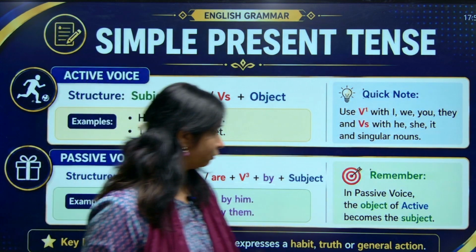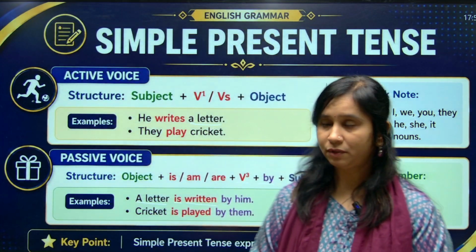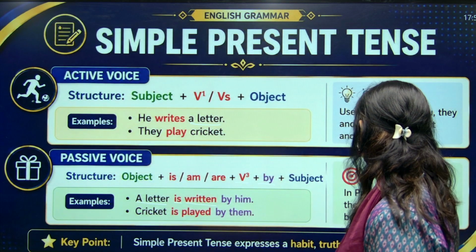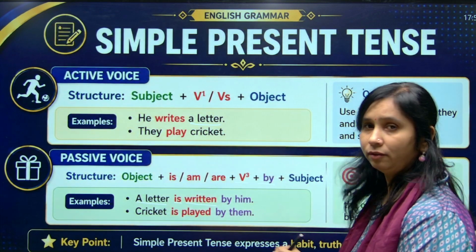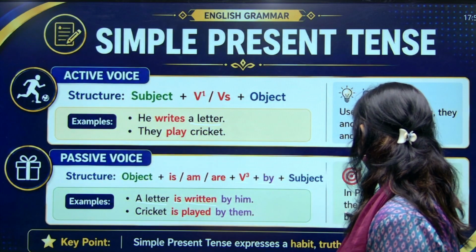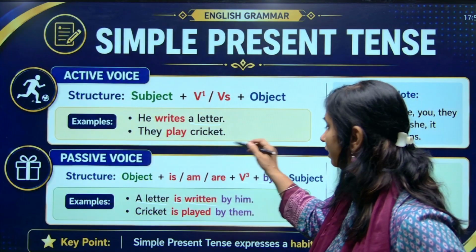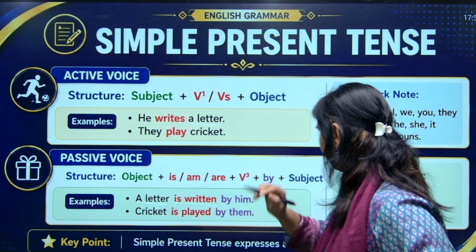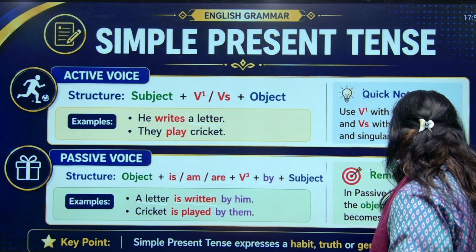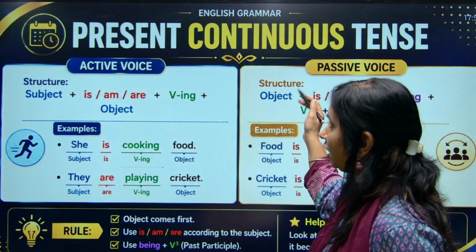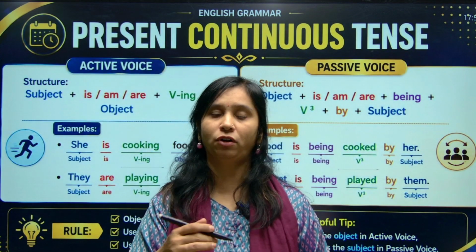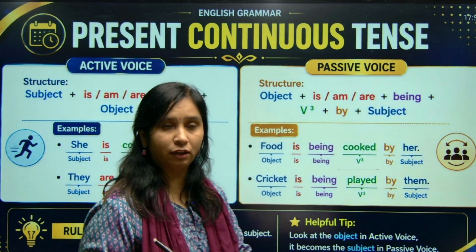So in passive voice, the object of the active voice becomes the subject. This is simple present tense, where we use is, am, are. Now next we'll go to present continuous tense. Present continuous tense is what we are doing right now in the present.